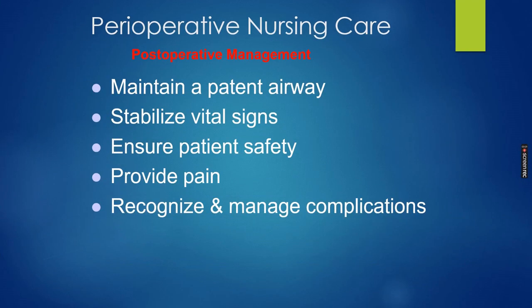Then post-operative management. We can make the interventions according to the diagnoses that we have seen. Maintain a patent airway; for that we can put an oxygen mask on the patient. We have to stabilize the patient's vital signs, ensure patient safety, with side rails raised, provide pain management strategies, then recognize and manage the complications. Whatever nursing diagnosis we have made, accordingly we have to give the nursing care or intervention.